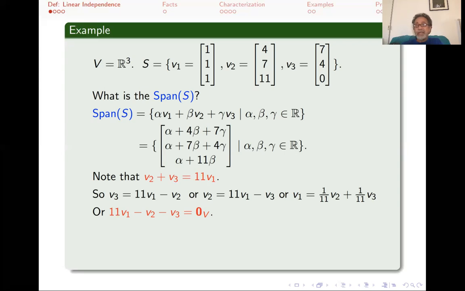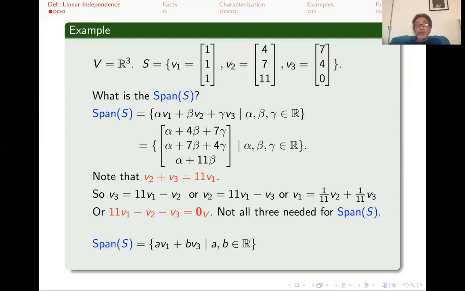The 0 on the right-hand side is not the number 0, it's the 0 vector, the (0, 0, 0) of R3, the origin in R3. What this tells us, any one of these equations, is that in spanning, we actually did not need all three. We could get rid of V2 because V2 is already 11 V1 minus V3. So anything that you could have written as a linear combination of V1, V2, and V3, you can already write as a linear combination of V1 and V3.